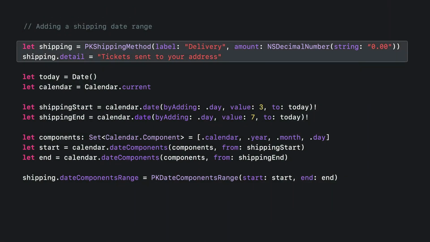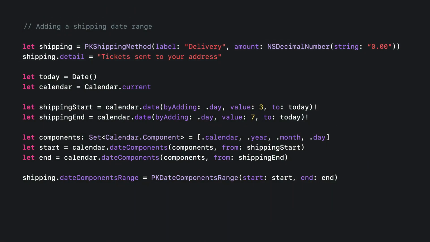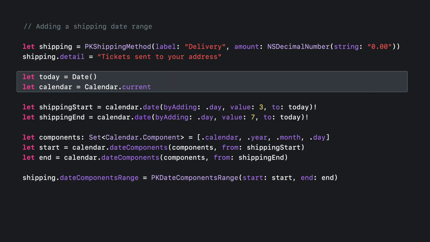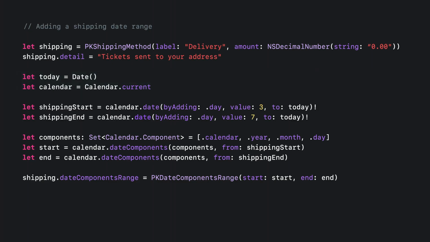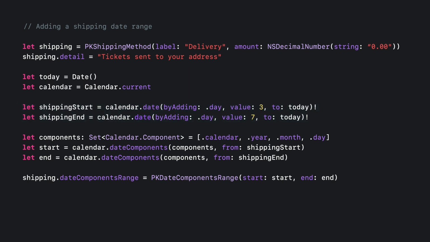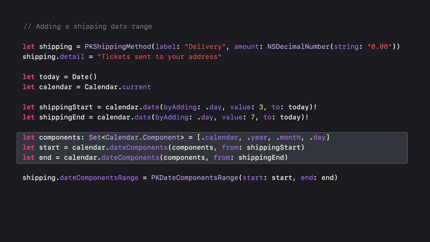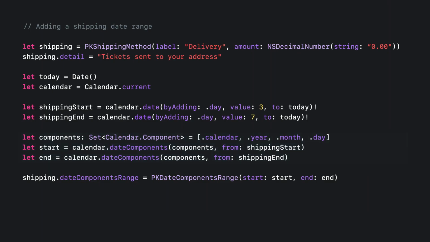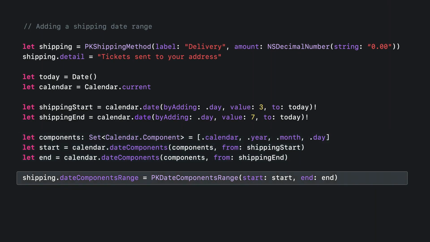We start by defining a normal shipping method using the same PK shipping method as before. Next, we choose a calendar. In this example, we use the user's current calendar. We use today as a reference and estimate the arrival between 3 to 7 days from this date. We then determine the start and end date for our date range using the calendar. Finally, we convert the dates to the appropriate date components, and then we add them to the shipping method.